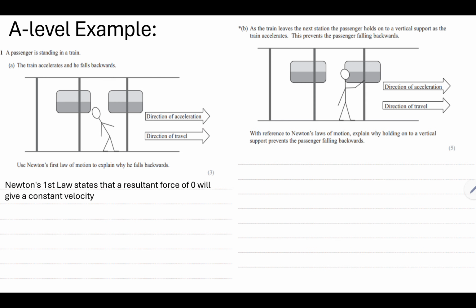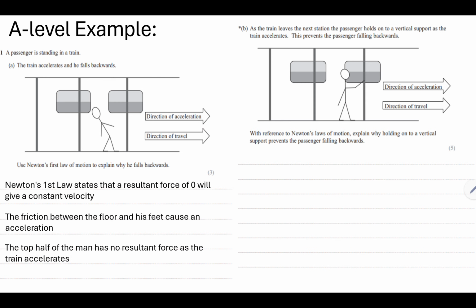So Newton's first law states that a resultant force of 0 will give a constant velocity. The friction between the floor and his feet causes an acceleration. And so the top half of the man has no resultant force as the train accelerates, causing him to fall backwards. And that is part A done.